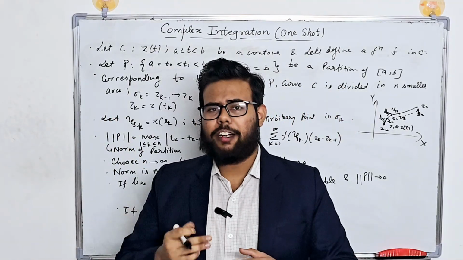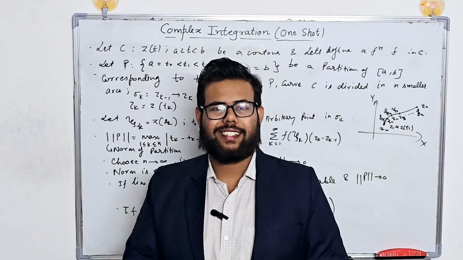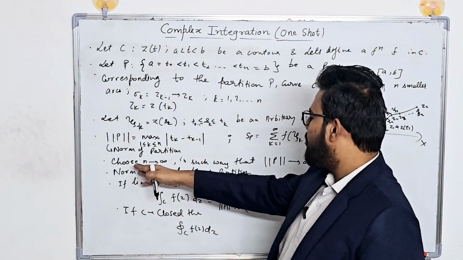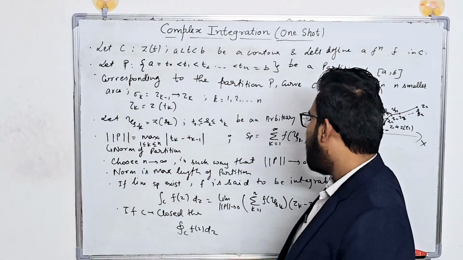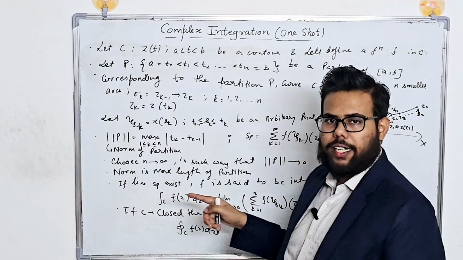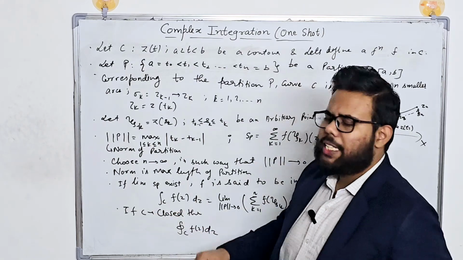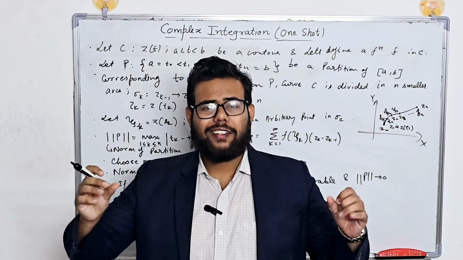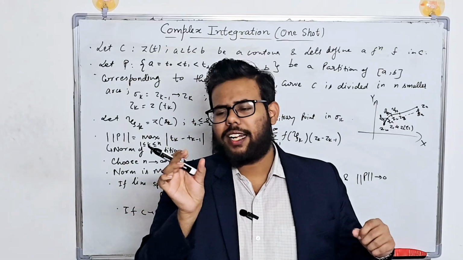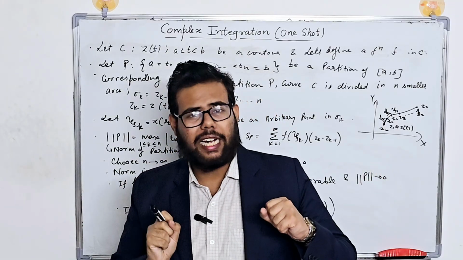That is why I'm a bit fast, because we will discuss after these questions. So we choose that n tends towards infinity in such a way that the norm of the partition tends towards 0, right? So basically if there are infinite terms in a curve, then of course the partition will keep on decreasing and there will come a time that it will tend towards 0.